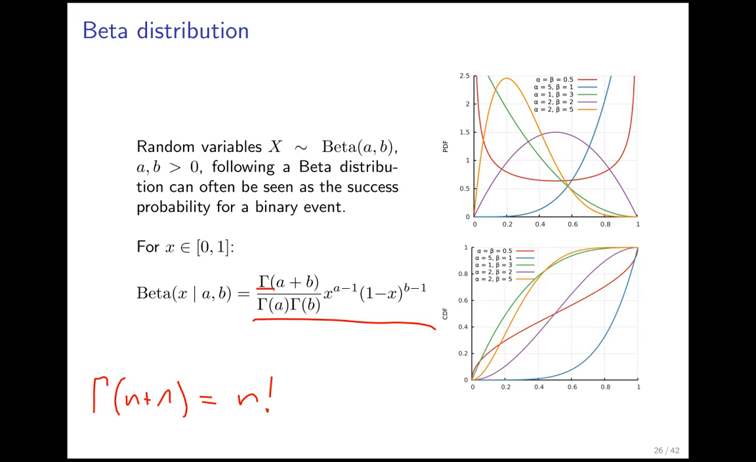And so if you think of these gamma functions as factorials, then this here is roughly a plus b, choose a. And then it looks very similar to the binomial. Because of this, it's very well suited for this task of modeling the probability parameter of a Bernoulli or of a binomial distribution.